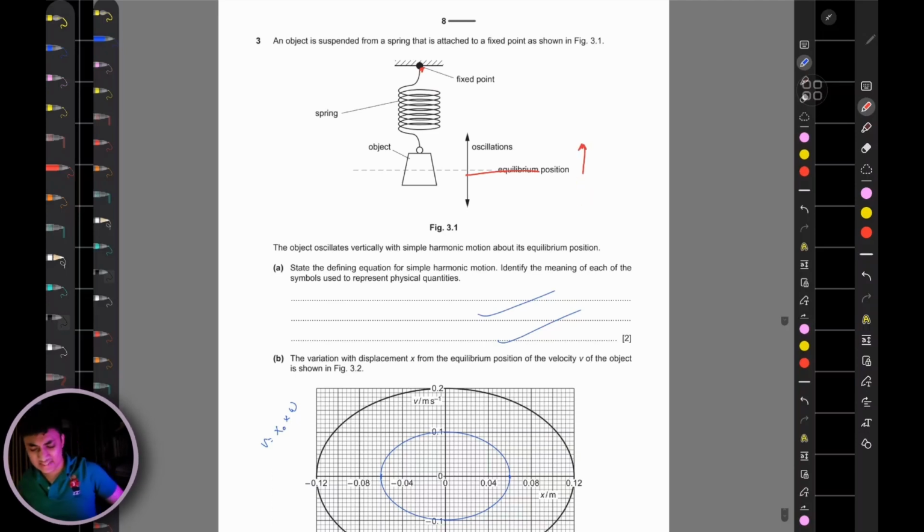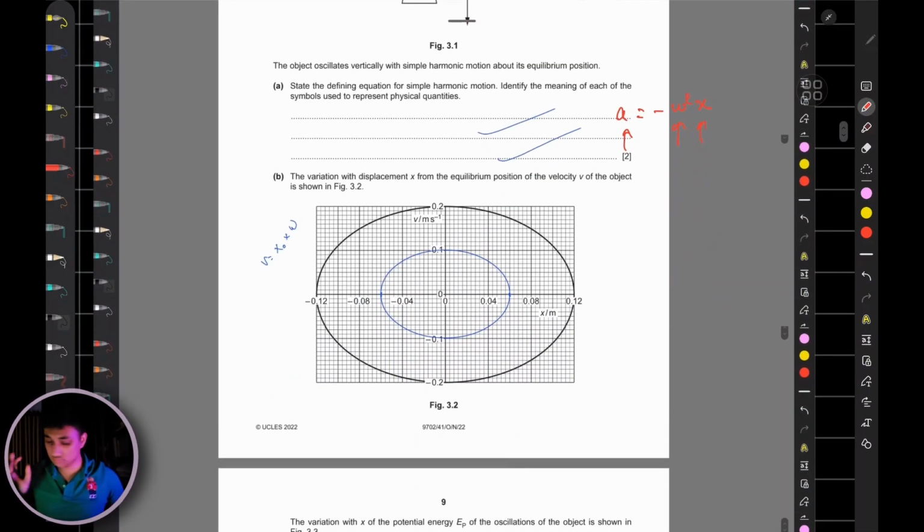Great. State the defining equation for simple harmonic motion. Identify the meaning of each of the symbols used to represent the physical quantities. So they're telling you, if a is equal to minus omega squared x, what are these quantities? Define them and you're going to secure 2 marks. Great. Also say that the acceleration is opposite but proportional to the displacement.